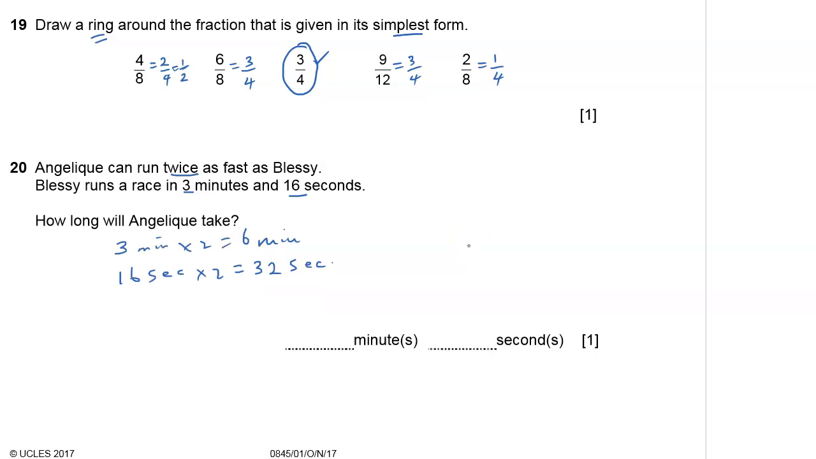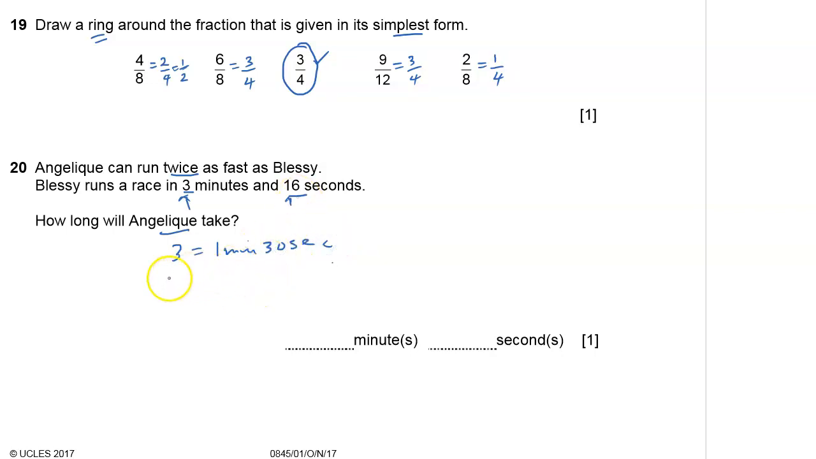Number 20. Jacklick can run twice as fast as Blessy. Blessy runs a race in 3 minutes and 16 seconds. How long will Jacklick take? Jacklick will take half of the time that was taken by Blessy. Half of 3 minutes would be 1 minute and 30 seconds.